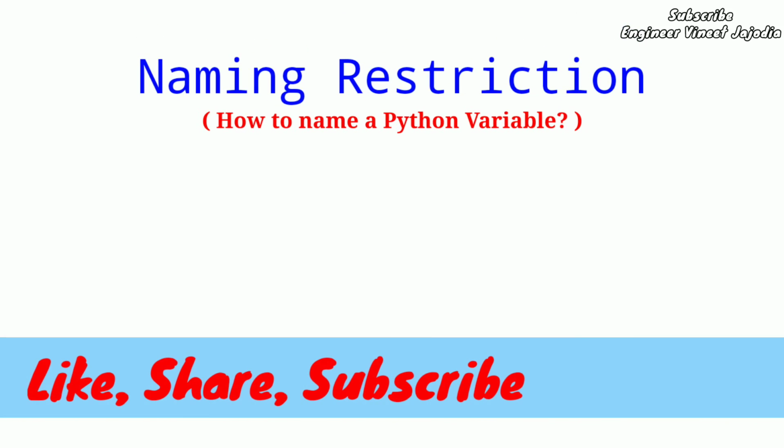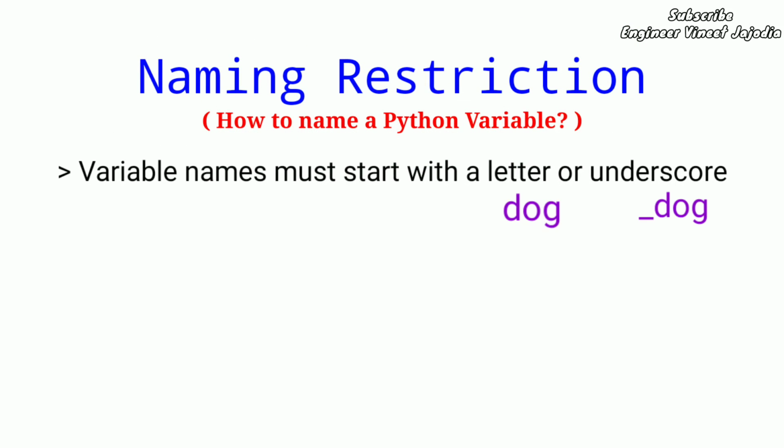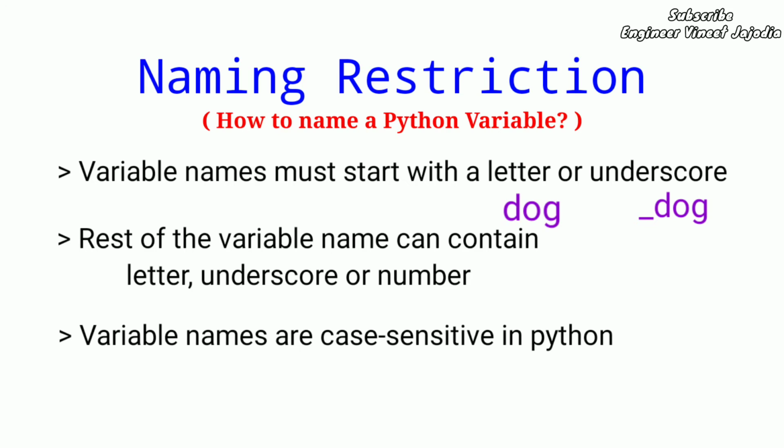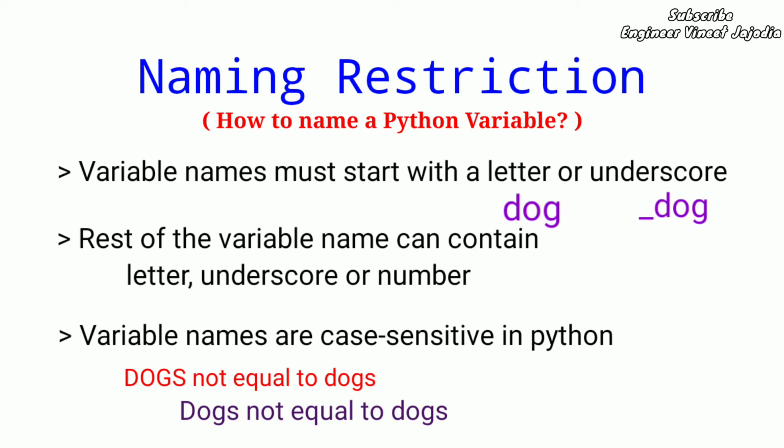Now we are going to see naming restrictions of Python variables. First, variables must start with a letter or underscore. Second, a variable name can contain letters, underscores or numbers. Third is that variable names are case sensitive in Python. Meaning uppercase Dogs is not equal to lowercase dogs, or you can say the first letter of Dogs is uppercase and it is not equal to the lowercase dogs. So these were the naming restrictions of Python variables.